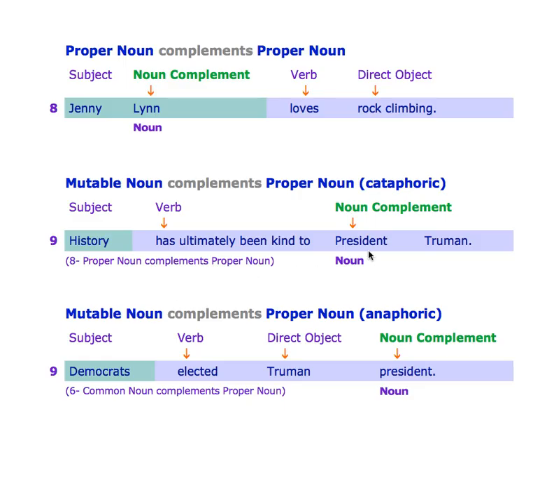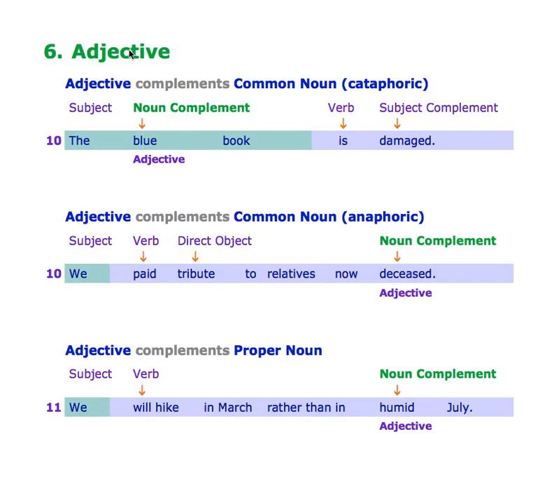All right. Now here's the adjective as a base form, but the adjective has 2 applications, but here it looks like there's 3 because I divided this one into cataphoric and anaphoric. But basically, you have this application which reads adjective complements common noun, and that's cataphoric because the adjective complements in the forward direction. So you see the adjective blue, it's our noun complement, and it's complementing the word book.